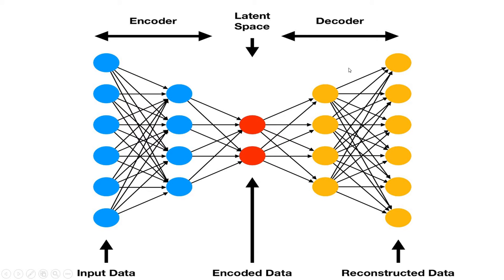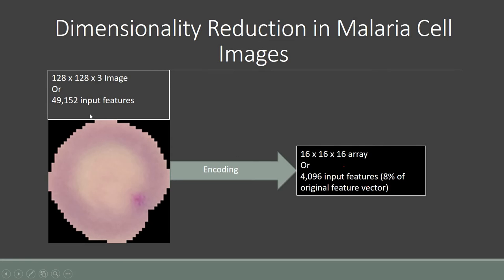This is a basic model of an autoencoder. So in this example, it takes an original data of 6 features and maps it to just 2 features. The bottleneck layer then learns important features by trying to reconstruct the original data from the reduced features. In our case, we had an input image of size 128 by 128 by 3, or close to 49,000 features. We encoded it into a 16 by 16 by 16 array, or about 4,000 features, which is just 8% of the original feature vector.